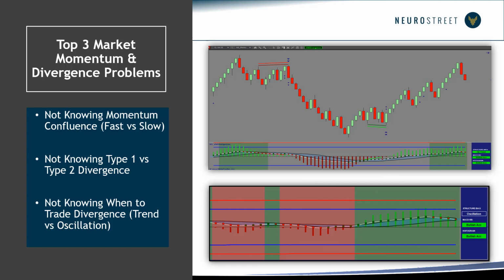We'll go into what hybrid momentum is, but for the most part, the goal of today's webinar is to take these three problems and give you solutions on how to use the VMDivergences to fix them, okay? So we're going to talk about fast and slow momentum. We're going to talk about type 1 and type 2, and we're going to talk about when and when not to be trading divergence.